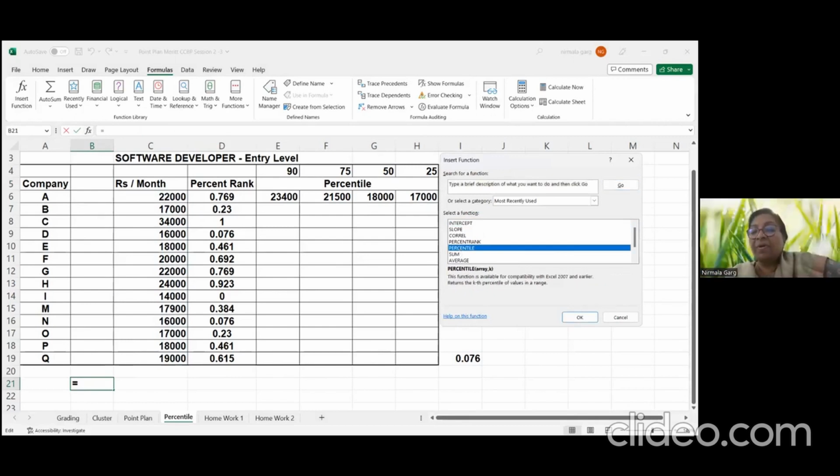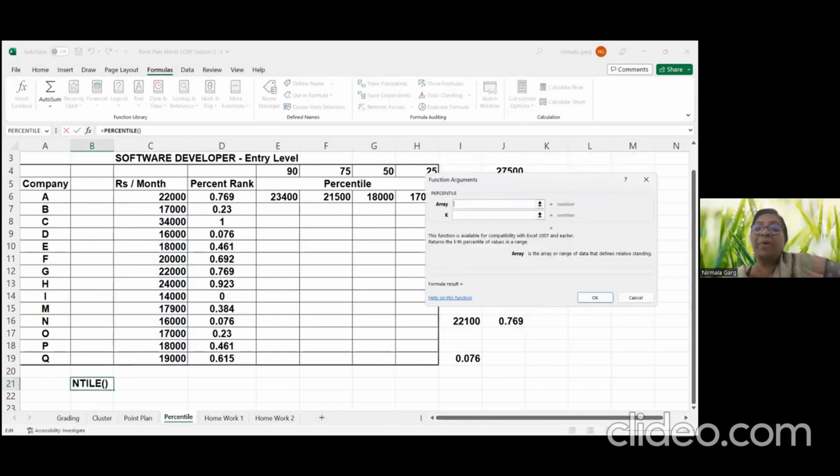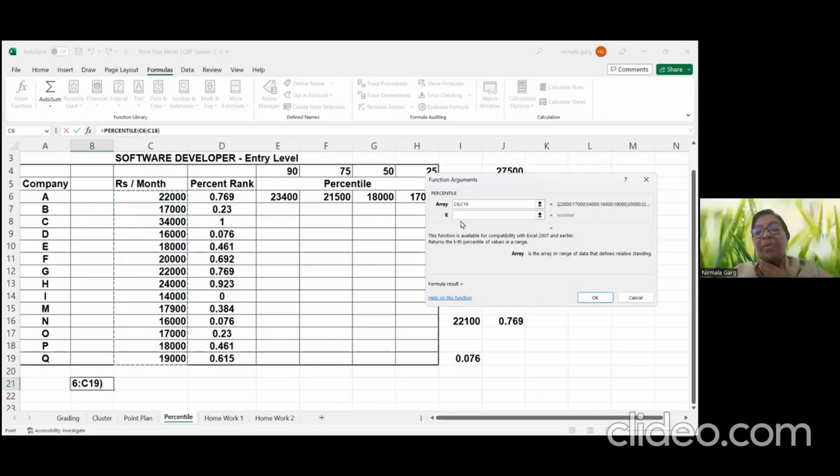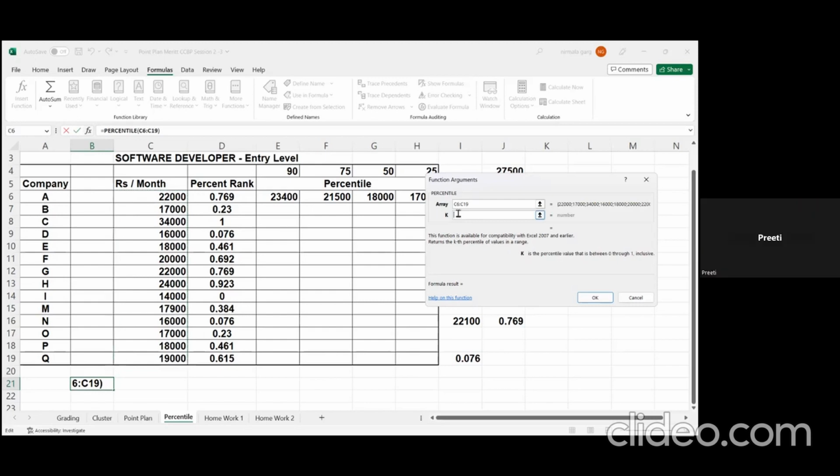Then a window has opened up. Array. Array will be what? My salary. Now K. What percentile do I want? 80. 85%. Okay, 85%. Somebody said 85 percentile. So what will I do? 85, 0.85. Okay.